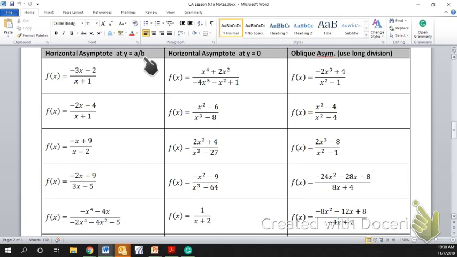Does anybody know what a and b are? It's on that reference sheet that I handed out to you, the very front page. It's the coefficient of the highest power. The coefficient of the highest power, your leading term, for your numerator and your denominator. So this is a, and b is a 1. Okay, so what's my horizontal asymptote on this one?